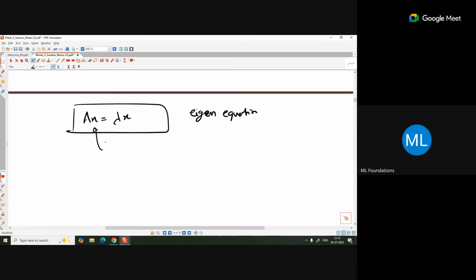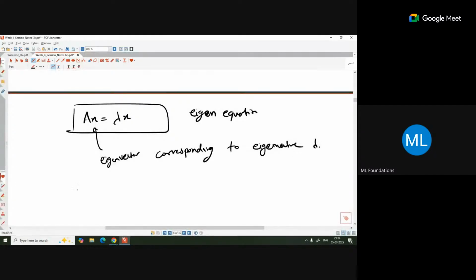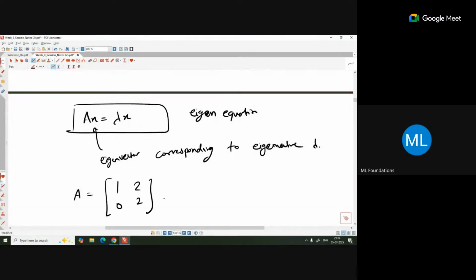And where x is what? Eigenvector corresponding to eigenvalue lambda. Is that fine? This is what we know, right? We already know that for this matrix, the eigenvectors are 1a and 1b. So what is my matrix A here? 1, 0, 2, 2. What are the eigenvalues of this matrix? 1, 2.